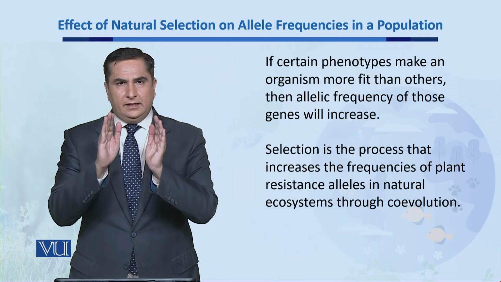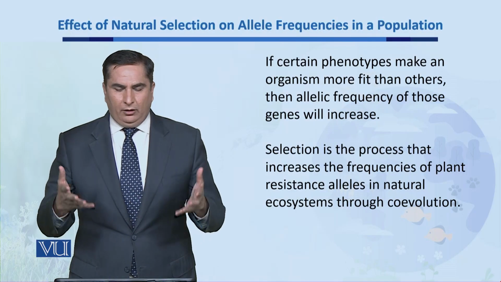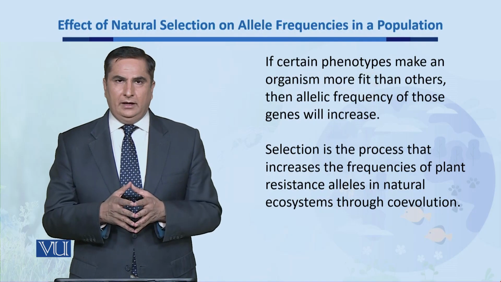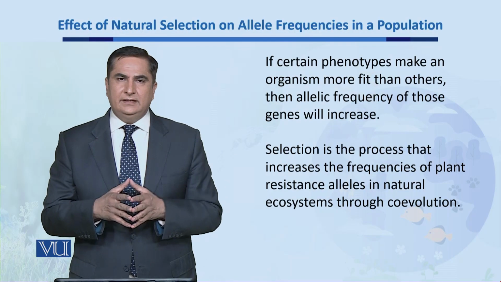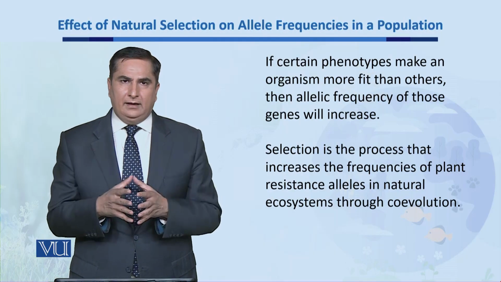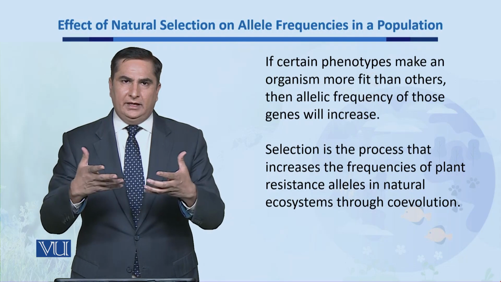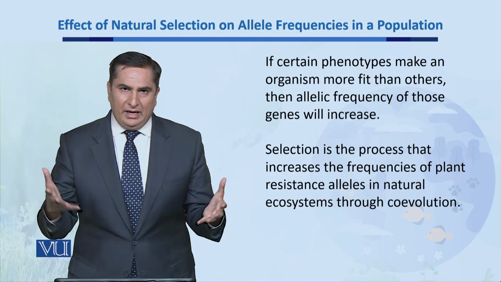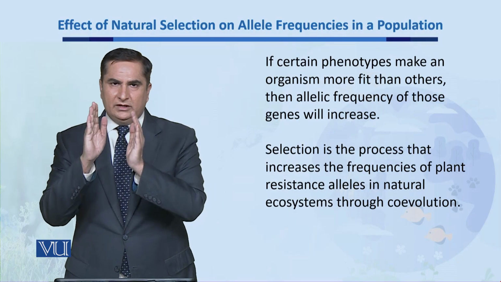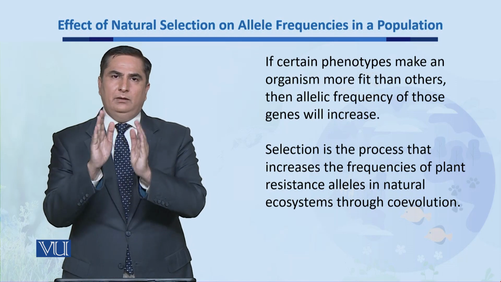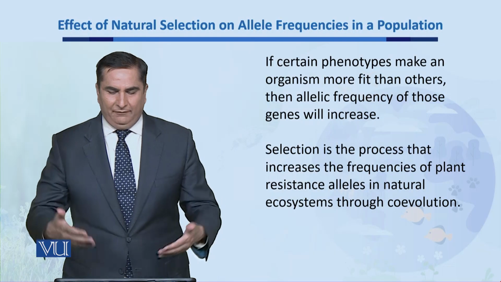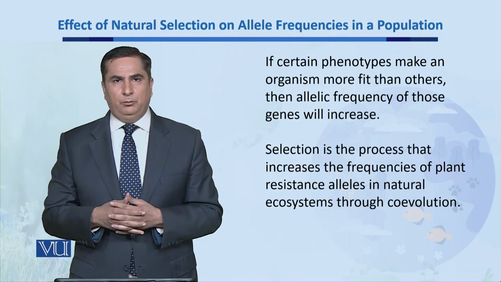If a certain phenotype makes an organism more fit than the others, then the allelic frequency of those genes will increase. Another example is the color of the eye. For example, if blue eye color becomes an attraction to the members of a certain population, then the population will start favoring the people with blue eye color, so it will have more allelic frequency within the population.